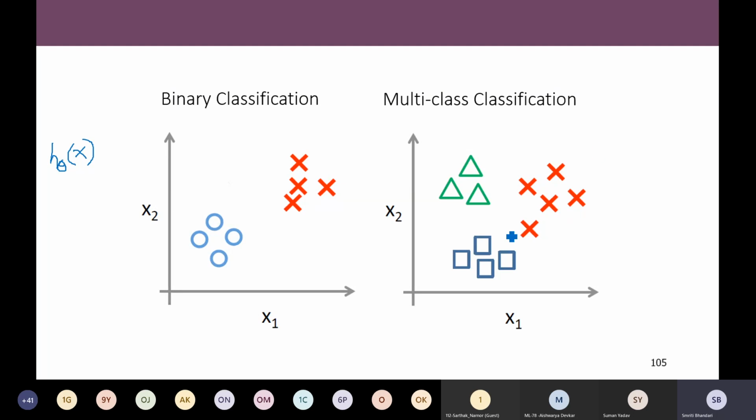Okay, but now we want to extend the same concept for multi-class classification, because now we are having examples that belong to 3 different classes. So what to do? The simple solution here is we should come up with one algorithm that is 1 versus all, or it is also known as 1 versus rest.